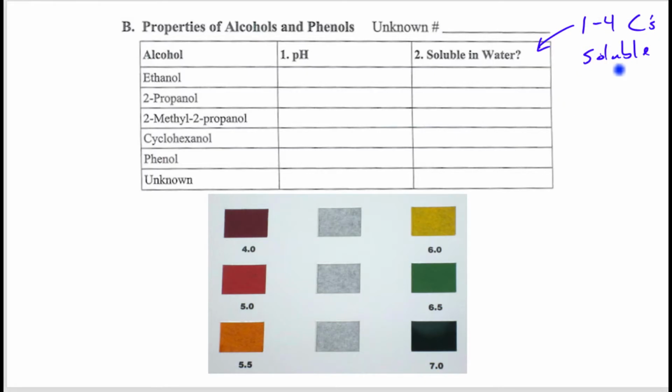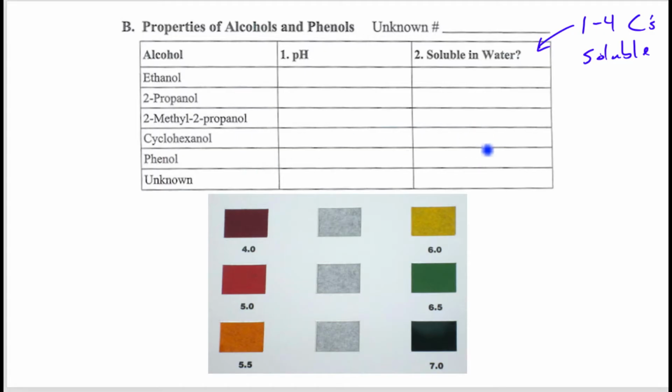Now, in some ways, just based on that, you could run through this list and sort of predict which one's going to be soluble or not. For example, cyclohexanol, there's 6 carbons. You might want to anticipate that that's going to be an insoluble alcohol. Now, all of these are liquids.